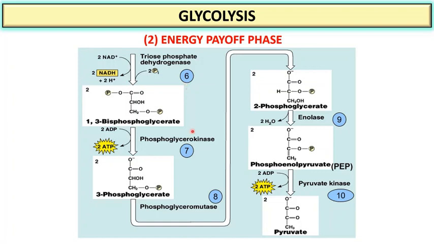So in total, the amount of ATP produced is 4 ATP. However, the net amount of ATP is only 2 ATP because another 2 ATP has been used during the energy investment phase. The details of each step in this phase will be discussed during tutorial class.